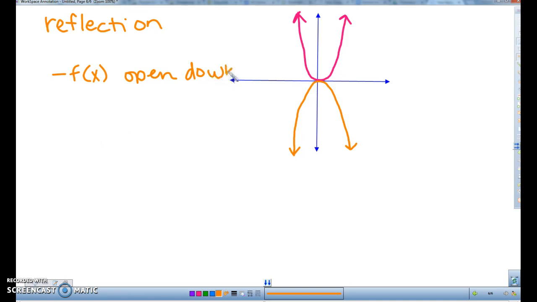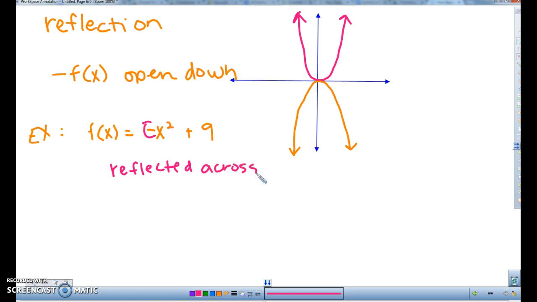And sometimes that looks like, for example, we have the function f of x equals negative x squared plus 9. So this has 2 transformations going on. One, it's reflected across the x-axis because of this negative here. But I also have that plus 9 tacked on, which means it's going to move up 9. So I've got a couple more examples here that we're going to play with different ways this could move.